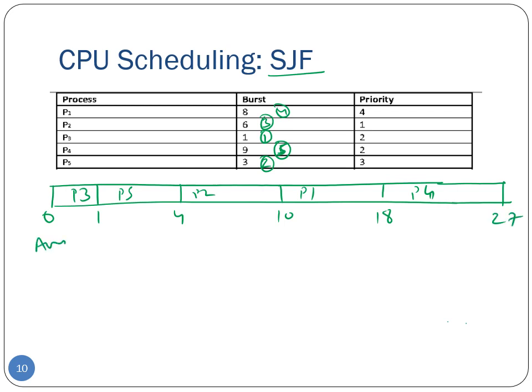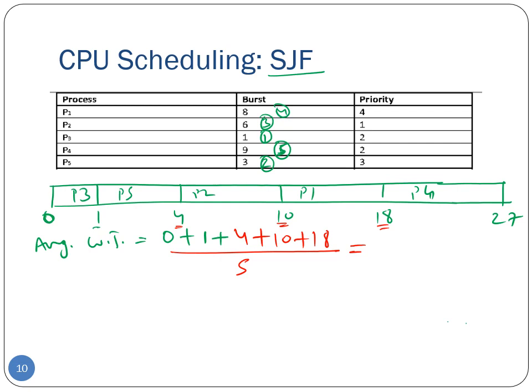The average wait time would be given by, so P3 did not have to wait at all, so its wait time is 0. P5 had to wait for 1 time unit, it started at 1. P2 had to wait for 4, it started at 4, so its wait time was 4. P1 started at 10, so its wait time is 10. P4 started at 18, so its wait time is 18. So the average of all of this would be 33 divided by 5, which is basically 6.6.